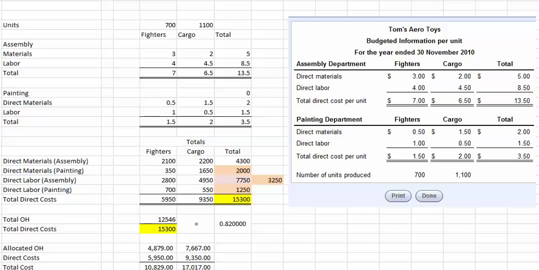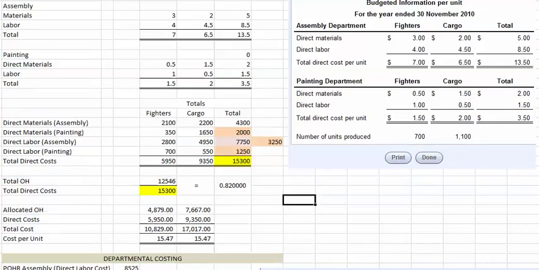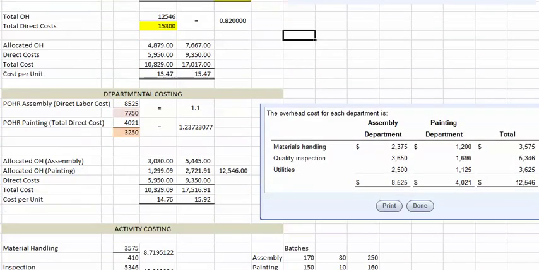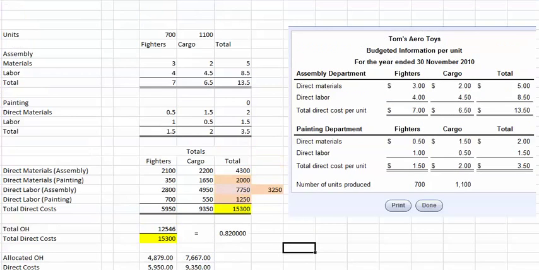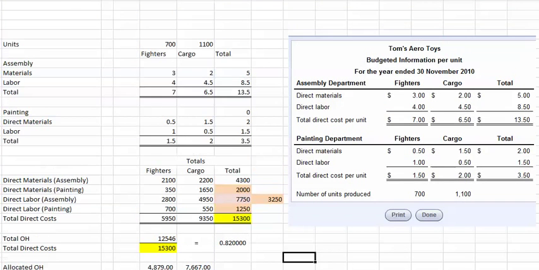In this problem, we need to allocate overhead using three different methods. The first using a single plant-wide predetermined overhead rate. The second one using predetermined overhead rates set up by departments, the two departments being the assembly department and the painting department. And in the third method, we'll apply overhead using activity-based costing using three different activities: material handling, quality inspection, and utilities. Let's begin with our plant-wide predetermined overhead rate.